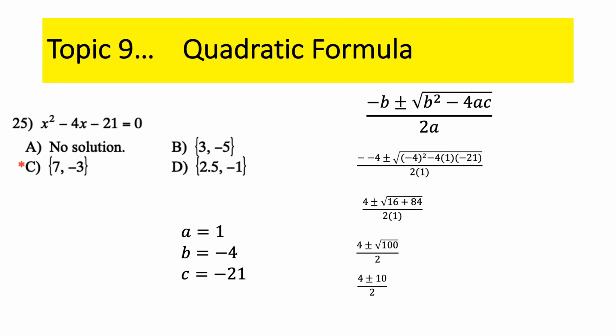So let's see, 4 plus or minus 10. So 4 minus 10 is negative 6. Negative 6 divided by 2 is negative 3. And looking at the answers, I already can see it's C. And then 4 plus 10 is 14. 14 divided by 2 is 7. So 7, negative 3, answer C.